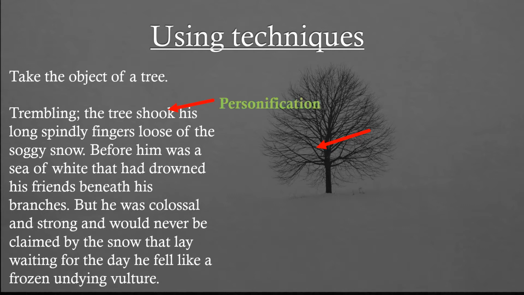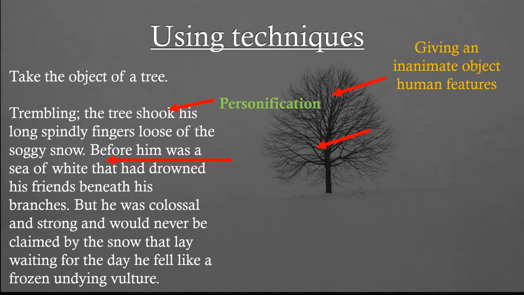So first of all, I've used personification when we're talking about the tree having fingers that tremble. And personification is when we're given an inanimate object human features. So inanimate means anything that isn't living, moving, breathing, and we're kind of making it as if it is something that is alive. Then we've got the metaphor.